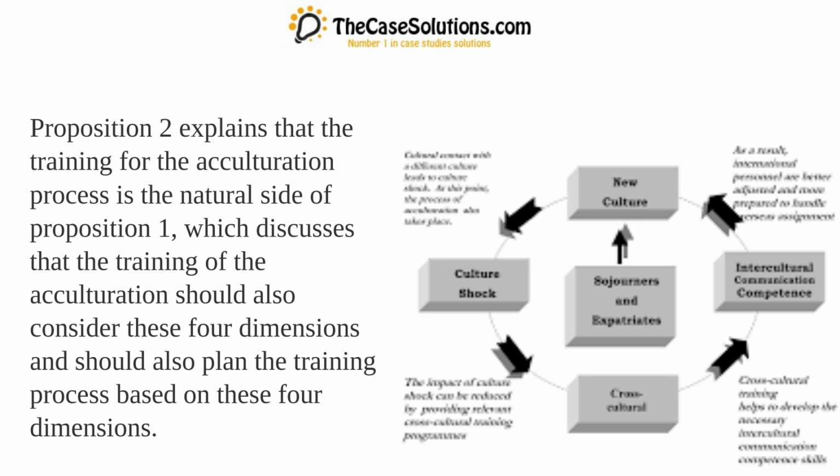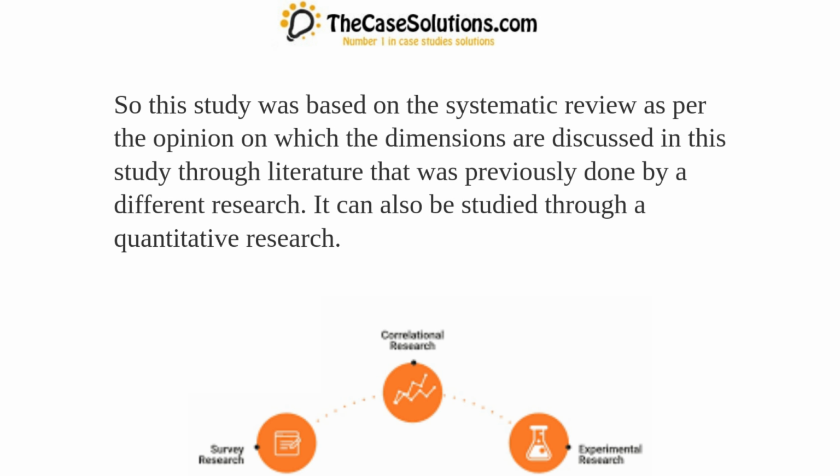Proposition 2 explains that the training for the acculturation process is the natural side of Proposition 1, which discusses that the training of the acculturation should also consider these four dimensions and should also plan the training process based on these four dimensions. So this study was based on the systematic review, as per the opinion on which the dimensions are discussed in this study through literature that was previously done by a different research. It can also be studied through a quantitative research.